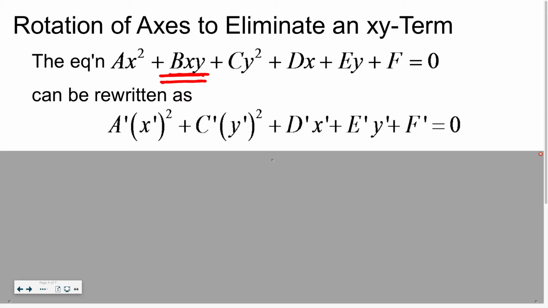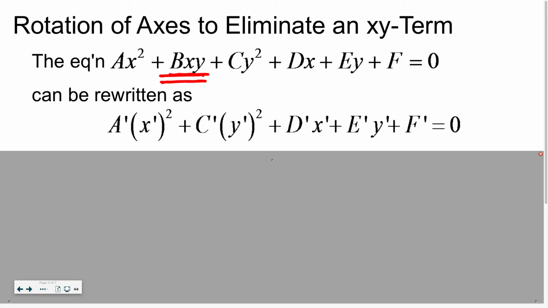Remember, you'll only really have to worry about this issue should you see an xy term. If you think about all the things that you've ever graphed before, you've never really graphed anything with xy terms. You graph things that look like y equals, and then things in terms of x. So that causes problems for us.